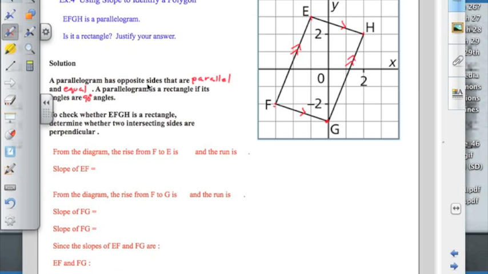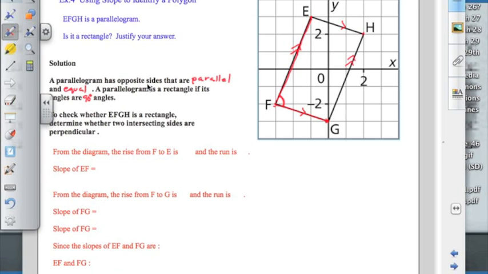To check whether polygon EFGH is a rectangle, determine whether two intersecting sides are perpendicular. So we just have to pick two intersecting sides. I'm going to pick FE and FG. They intersect right here at angle F. So we're going to look at this side here, FE, and then this side here, FG, and we're going to determine if the slopes of those lines are negative reciprocals.